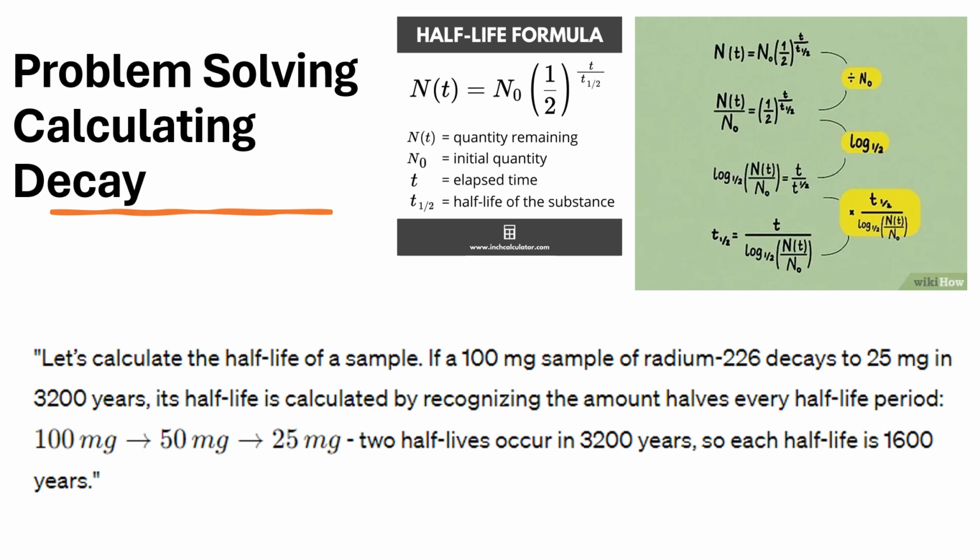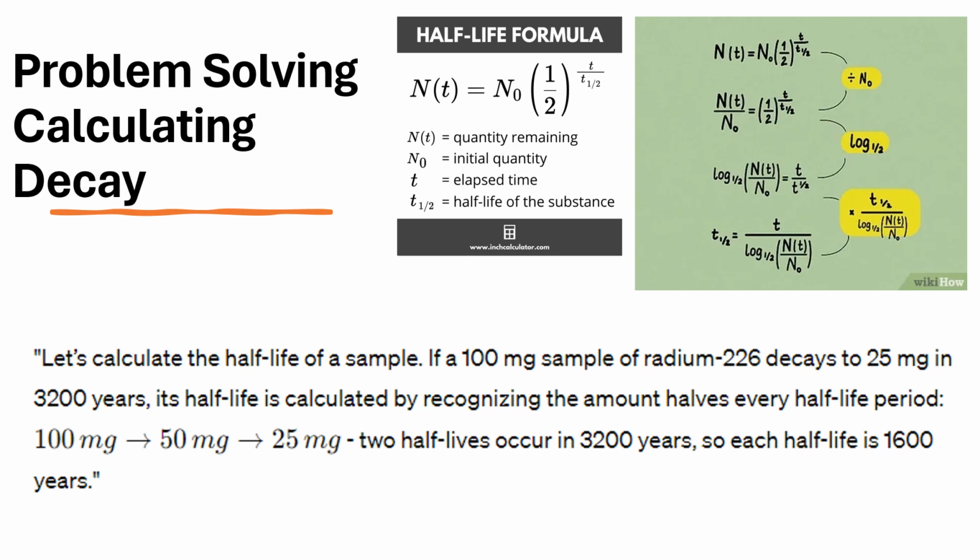Now let's have a simple problem solving involving the half-life or the decay. There's actually a specific formula for more complicated problems here. For the half-life, it's N is equal to N sub 0 times one half raised to the t over t halves. N is the quantity remaining, N sub 0 is the initial quantity or the original quantity, t is the elapsed time, and t halves is the half-life of the substance.